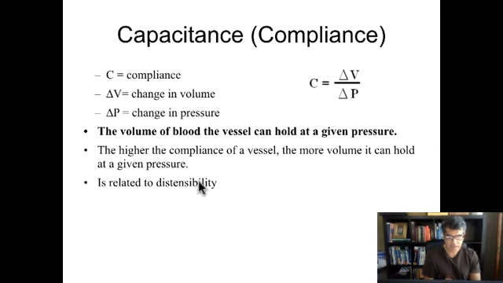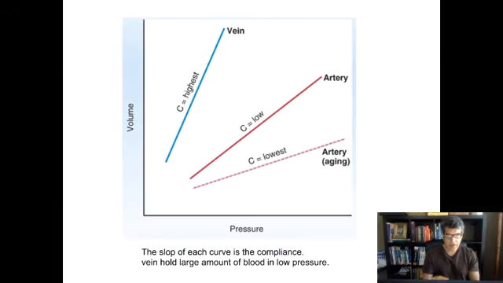The compliance depends on distensibility. The better you can distend the vessel, you can expand the vessel, the more blood you can keep inside the vessel. That means your compliance is higher. Take a look at this diagram. Forget about this one for now. As you can see, at any given pressure, the vein is going to hold more blood compared to the artery, because the artery has low compliance, but the vein has a higher compliance. At a very low pressure, as you can see, the vein can hold a lot of blood.